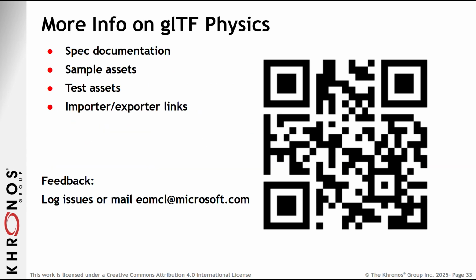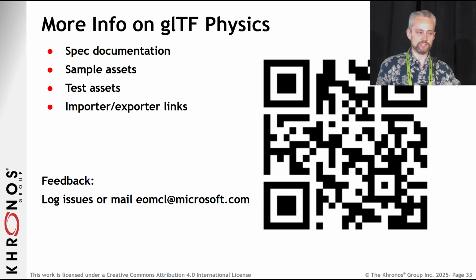If you want more info, there's a QR code here. This will take you to a GitHub repo. What we've got here is the documentation for the spec itself, the JSON schemas. There's a bunch of the sample assets. There's 60 test assets. We're going to add more over time, just testing different combinations of all the options. And there are links to importers and exporters. So all the videos I showed were produced with Blender, exported and imported into babylon.js.